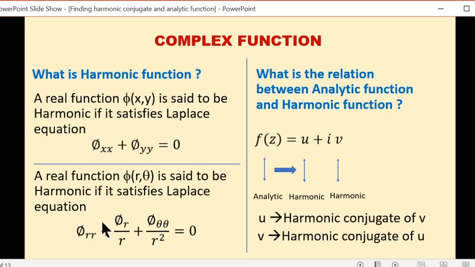Harmonic function. See, here is the relation. Here is the definition of harmonic function. Harmonic function is defined for what? For a real function. Okay, so these definitions are clear. Now we have to understand what the relation between the two is. For that, we take a complex function f of z. f of z will have a real part u and an imaginary part v. So f of z is u plus iv.